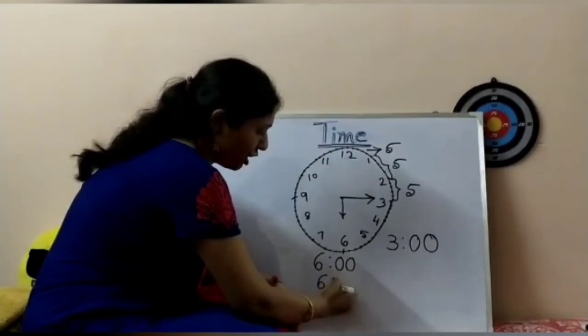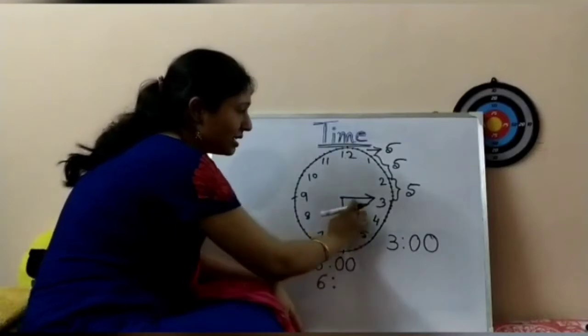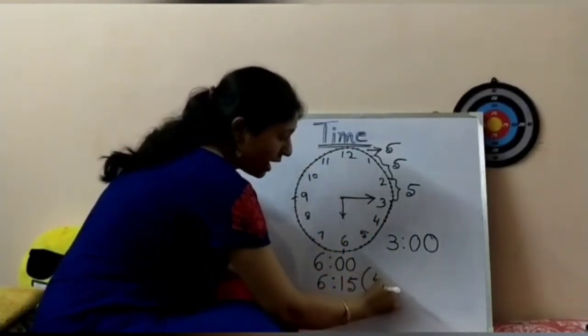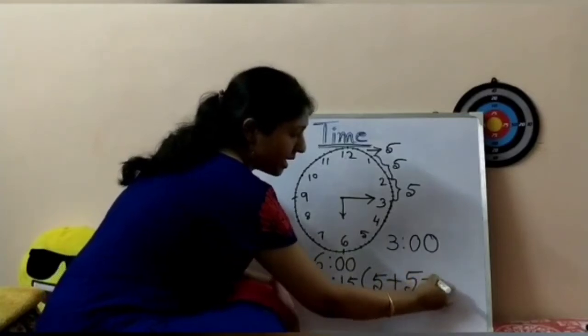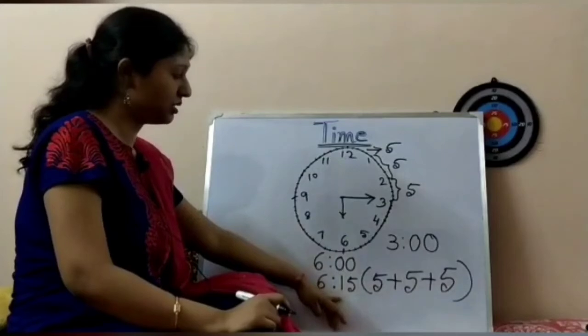It shows 6 o'clock. The hour is 6, but the minute is 15, because 5 plus 5 plus 5 shows 15 minutes.